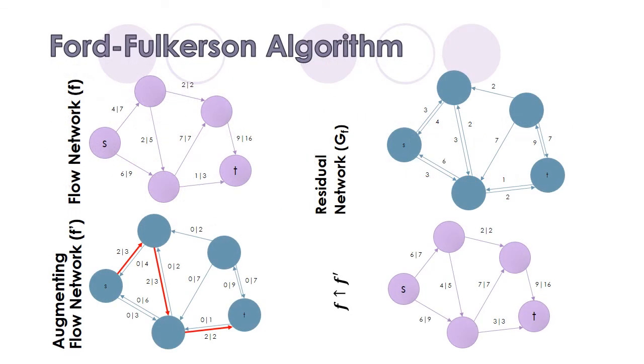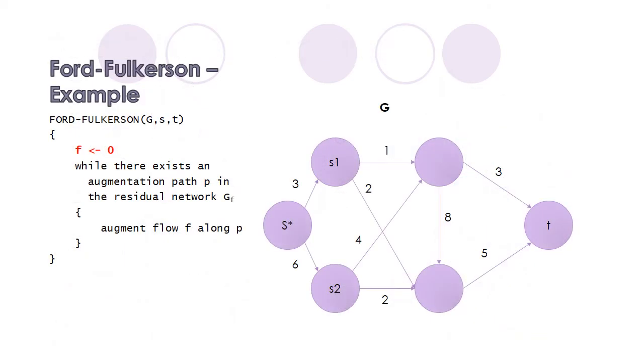So here you'll see F and GF that we featured earlier, but at the bottom on the left here you'll see the augmenting flow network F prime, which features the augmenting path that we're about to add to our network. In the bottom right, we've got F arrow F prime, which is the augmented flow network, and as you can see, this has combined F and F prime into a new flow network, which we'll use in the next step of our algorithm. So let's step through a short example.